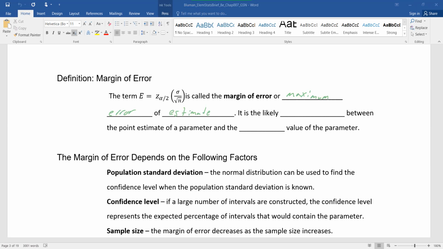It is the likely difference between the point estimate of a parameter, which again is from the population, and the actual value of the parameter. So we get an estimate of what's happening in the population, and we hope it's relatively close, but it'll be the difference of what actually happens. So we'll do all our math, and we'll see just how far our margin of error is.